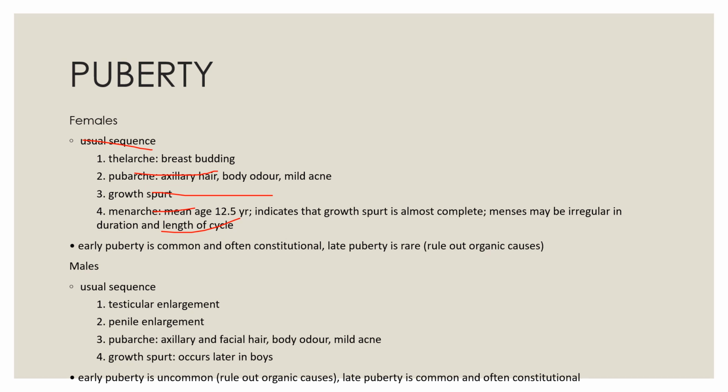Early puberty is common in females and is often constitutional, but late puberty is rare. That is when you have to mainly work up. But in males, early puberty is uncommon. When early puberty is there, then you have to rule out any organic cause. Late puberty is common and often constitutional. That is the difference. In males, it is usually the testis first, then penile enlargement, then pubarche, then growth spurt. Growth spurt occurs later in boys.